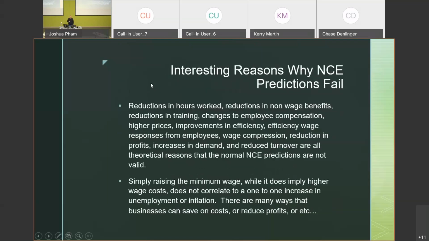So why might it be that these predictions fail? Reductions in hours worked, reductions in non-wage benefits, reductions in training, changes to employee compensation, higher prices, improvements in efficiency, efficiency wage responses from employees, wage compression, reduction in profits, increases in demand, reduced turnover. All of these are theoretical reasons. All of these have specific studies done on them, analyzing them as reasons that would counteract the typical decreases in employment or increases in prices that you would tend to predict with our standard economic theories.